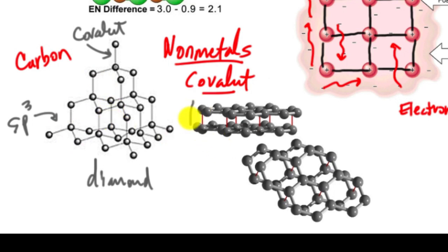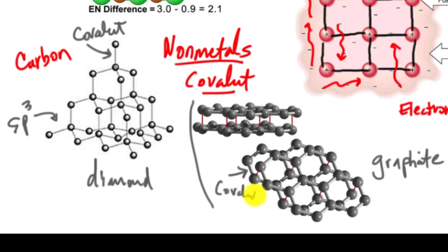Now, if we come over here and look at this substance, this is graphite. Graphite is very similar to diamond in the sense that it's all carbon atoms. So these are all carbon atoms, and again, the bond here is a covalent bond. So it's held together with covalent bonds.